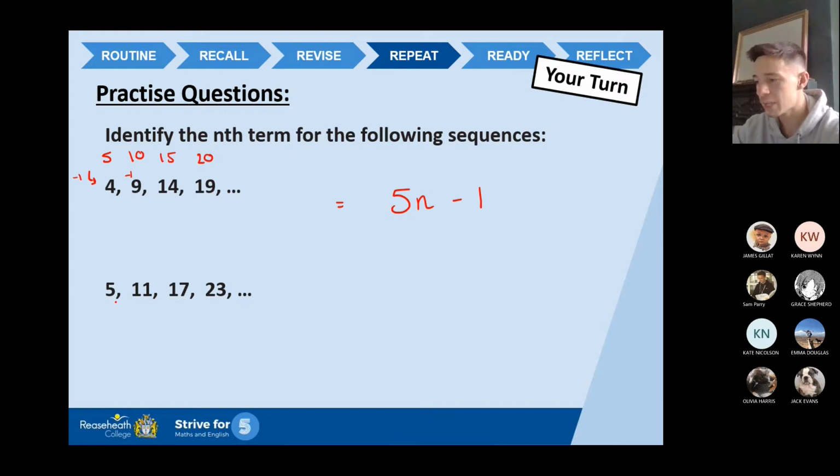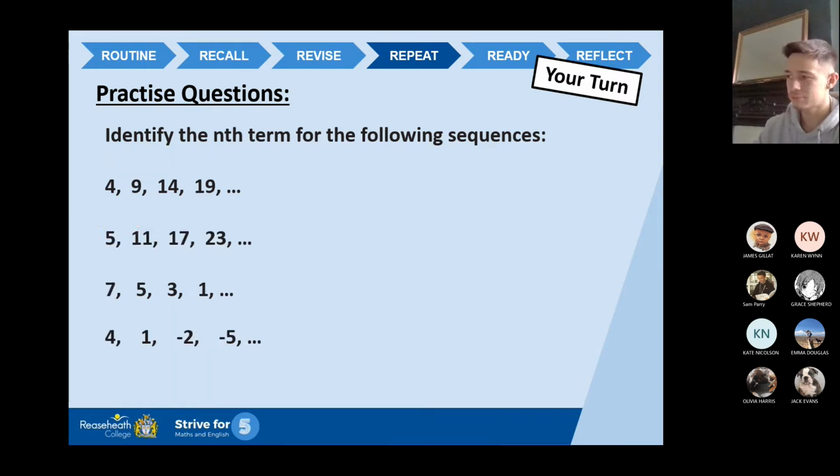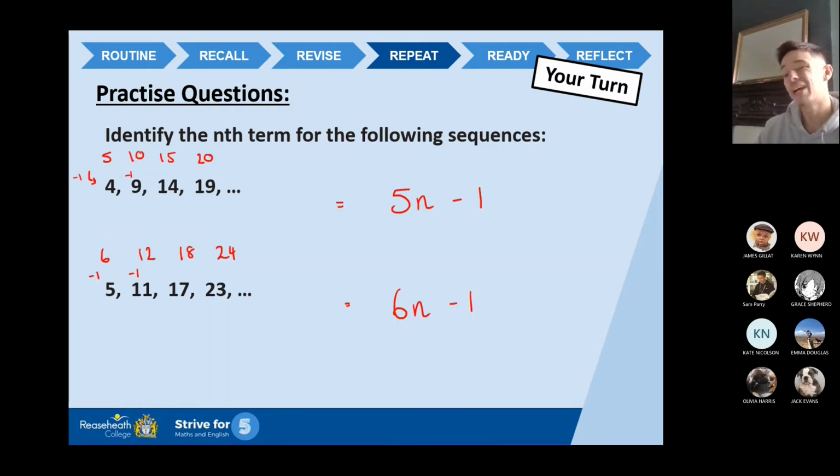Okay. Next one. 5, 11, 17, 23. They are going up in sixes. So it's going to be 6n. I then do my 6 times table. 6, 12, 18, 24. How do we get from 6 to 5? I subtract 1. How do I get from 12 to 11? I take away 1. Once again, it's very similar. I should have checked these before I put them in because they're very similar, aren't they? But hopefully kind of the practice has helped you a little bit, okay?